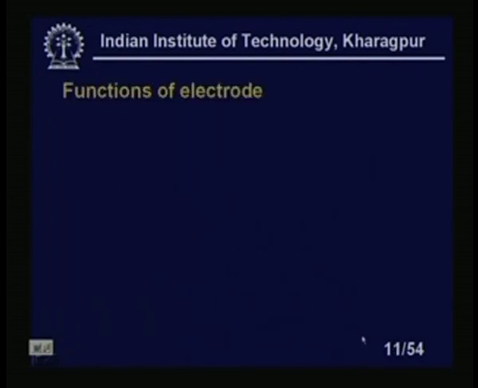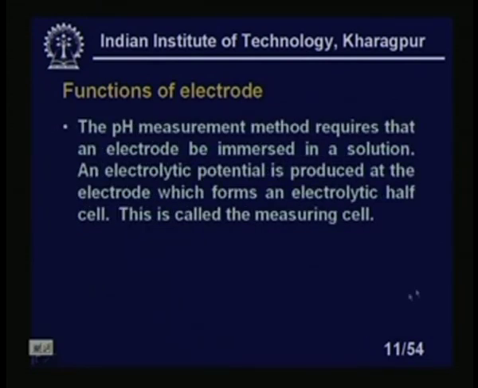Functions of the electrode. What is the function of this electrode? The pH measurement method requires that an electrode be immersed in a solution, obviously, and an electrolytic potential is developed at the electrode, which forms an electrolytic half cell. This is called the measuring cell. There are two cells you will find, one is the reference cell and the other is the measuring cell. Each of these cells we are calling a half cell. There are combined pH probes also, which will be discussed later on. Now, we will first discuss the measuring cell and reference cell.